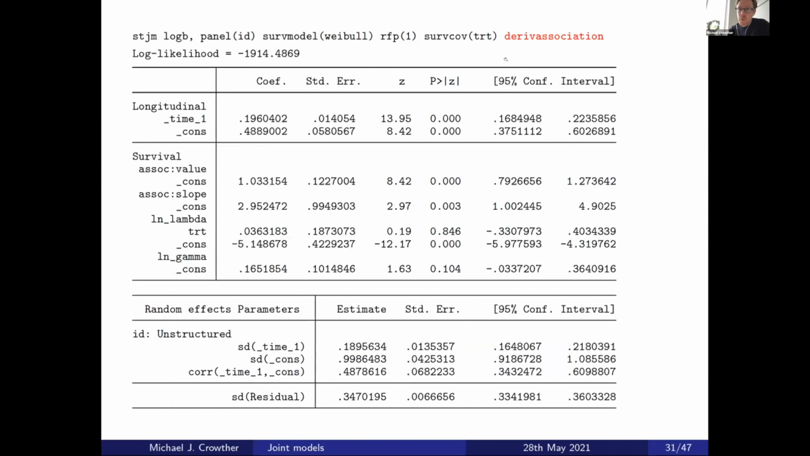Fit that in STJM, we simply add the deriv association option. Exactly the same model as before, but now I'm getting both my current value association parameter, it's been slightly reduced, and now I get my alpha 2. So log hazard ratio for a 1 unit increase in the rate of change of the biomarker at time t. Okay, so clearly both the current value and the rate of change are important in this example.